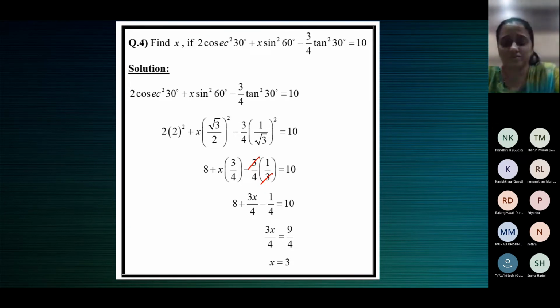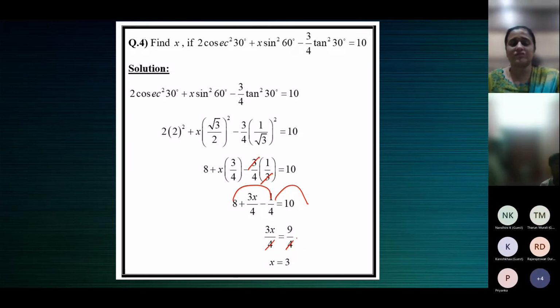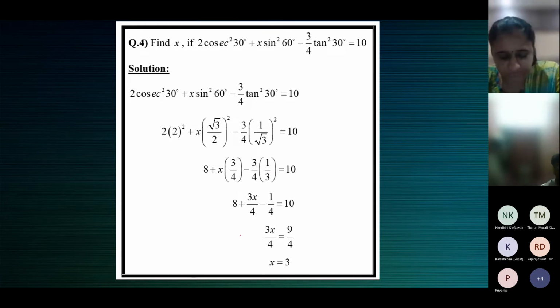Yes, others, any questions you can ask me? Please complete this answer. See, then on taking the LCM, 8 minus 1 by 4, and then when you take that to the other side, 10 minus that is 9 by 4. Again, 4 and 4 you can cancel. So 3x is equal to 9. x is equal to 9 by 3, which is 3. Please work, children.